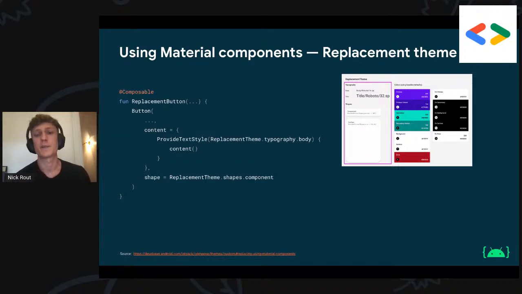We also then override the shape parameter to come from our replacement theme. What this is going to do is mean that our shape theming values and our typography theming values are going to be used in this button over and above the Material theme ones. But importantly, because we've maintained the Material theming color system, those colors will still be in place.